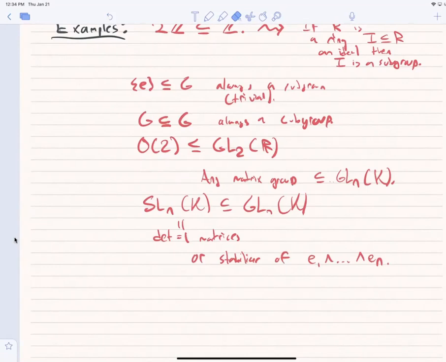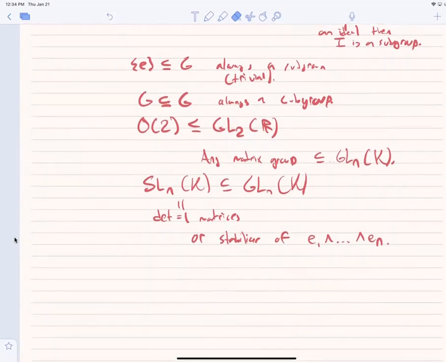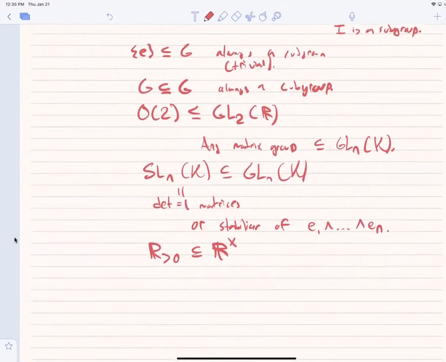Okay, anyway, good. So we have some more groups. R greater than 0 inside of R cross. Good, I like that one. Okay, maybe I'll throw one more out here: we could have D_2n inside of O_2.